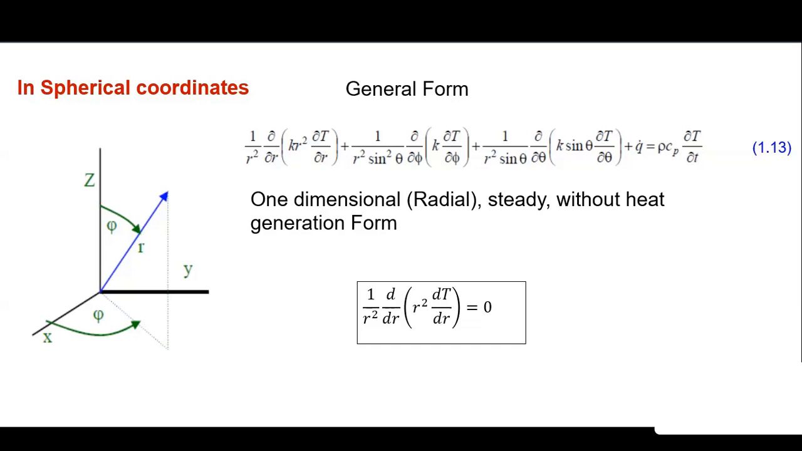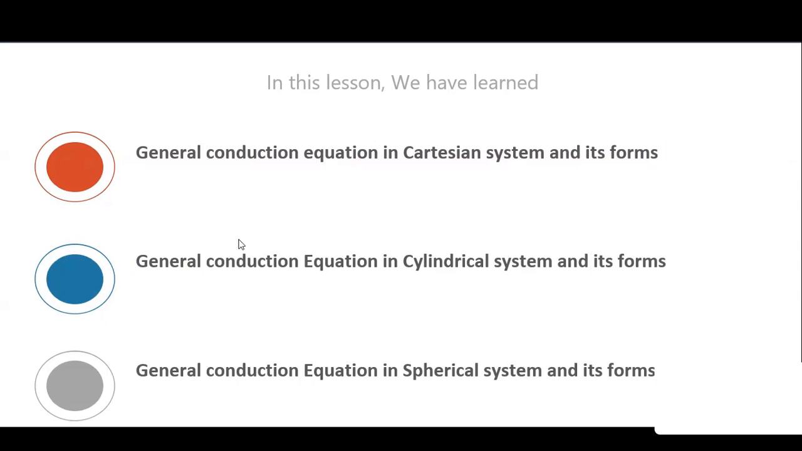So in this particular lecture, we have learned about the general conduction equation, we have derived the expression, and we have studied the different forms of the equation for the cylindrical and spherical coordinate systems. Next time, we will be discussing the boundary conditions in order to solve this particular problem.